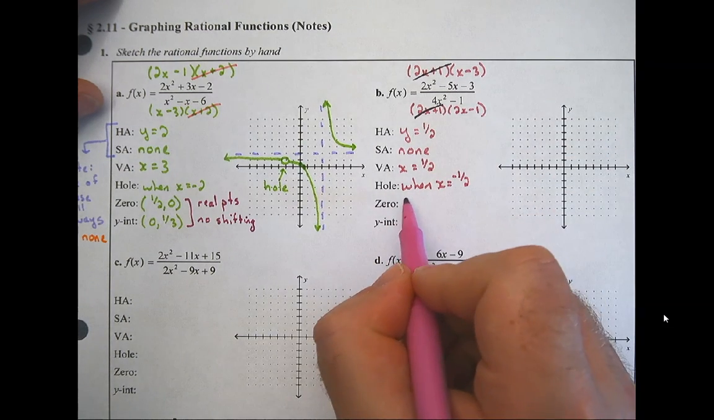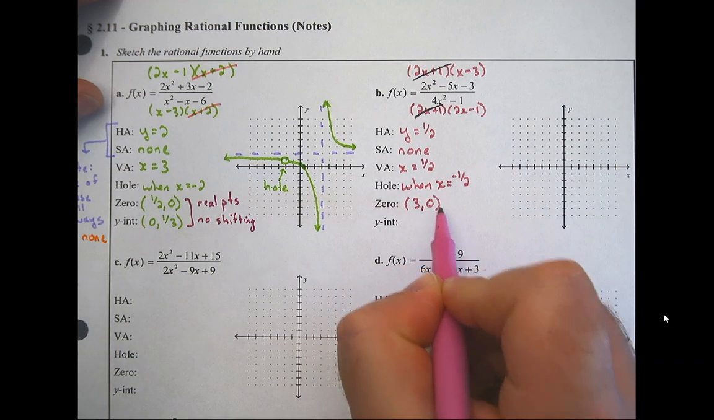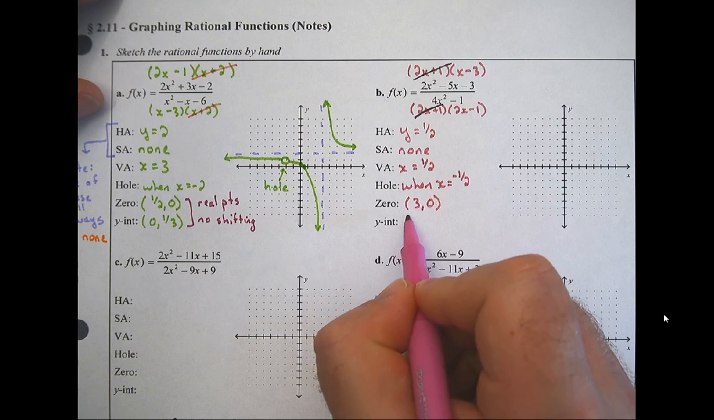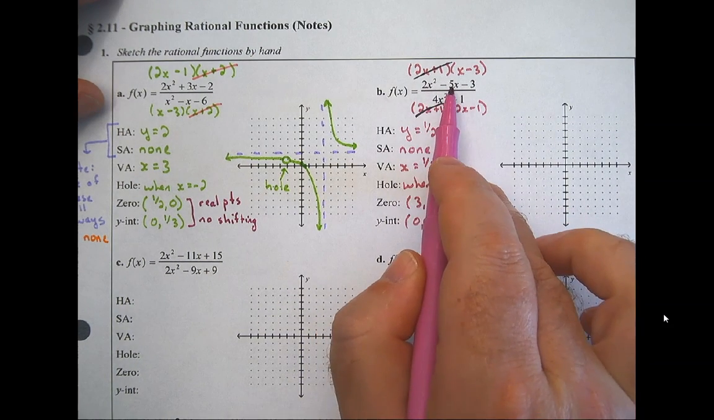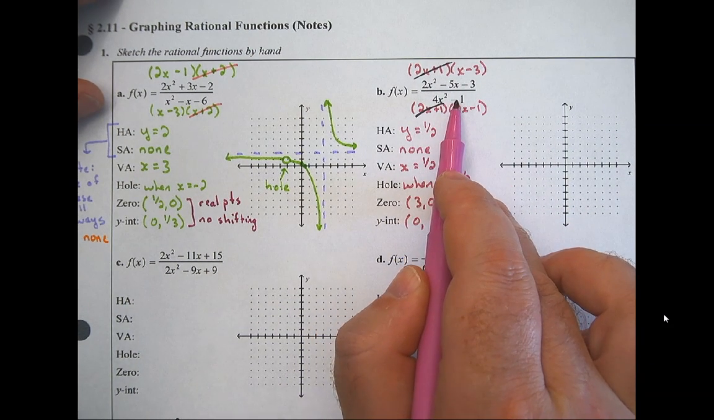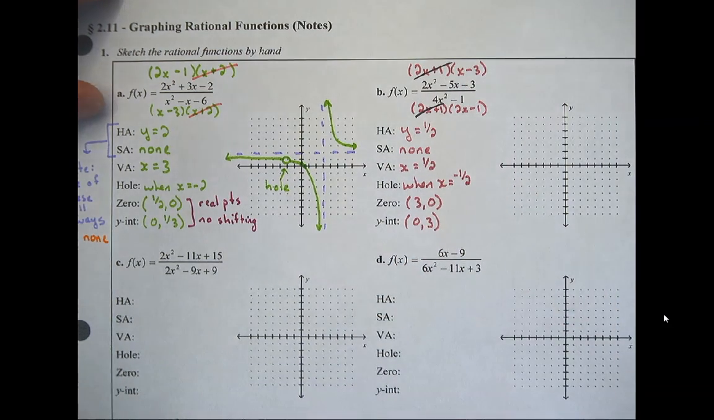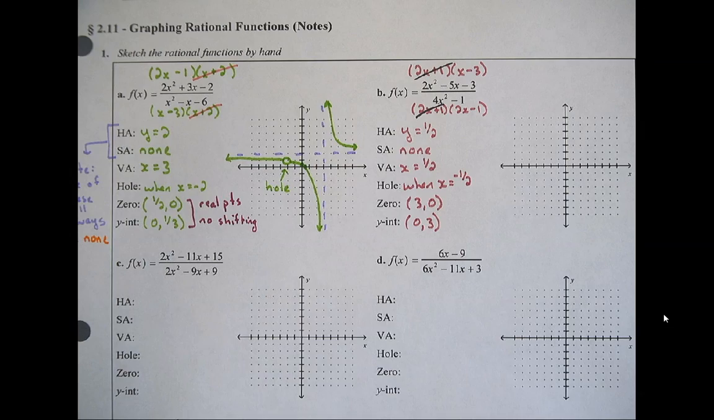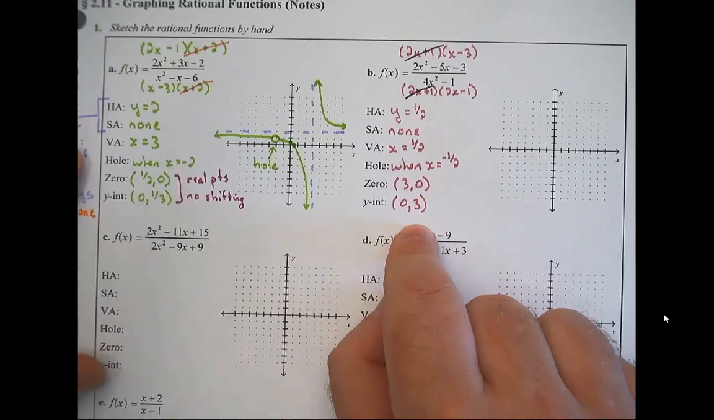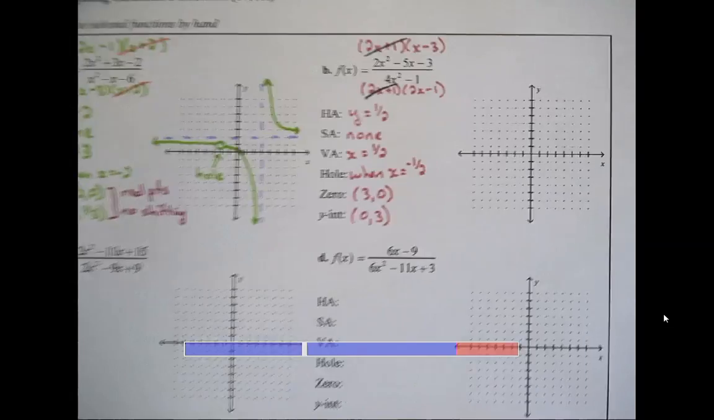Zeros, numerator, no cancel, so that's 3, 0. Y-intercepts are when you plug in 0 for x, so that would be gone, gone, -3, gone, -1. -3 divided by -1 is +3. Okay, we've got this thing all figured out in terms of the characteristics. Now we just need to plot them on our picture.